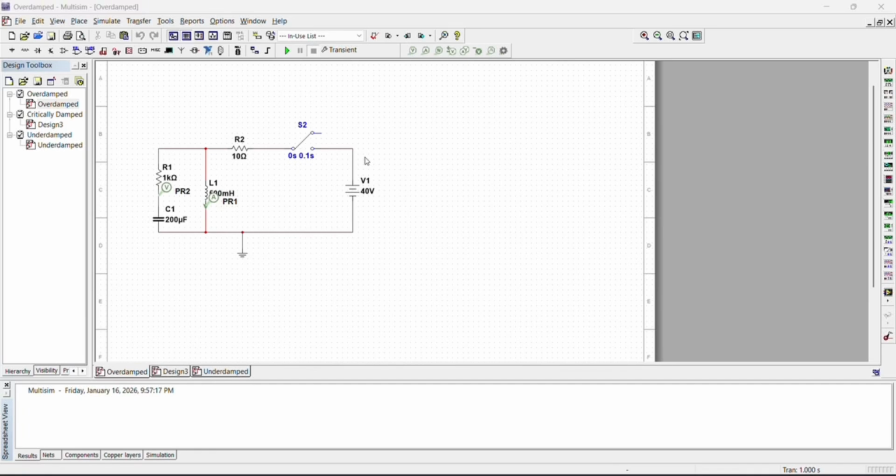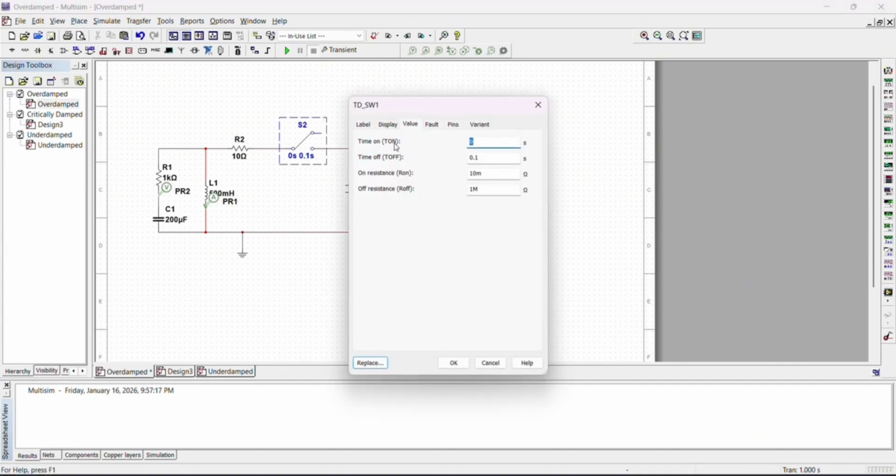So today I'm going to be presenting the first question of our project, which is a second order circuit, which is a series parallel RLC circuit. First of all, as you can see, we have a 40 volt source in our circuit. Next, we have a switch which I set the time on at 0 seconds and the time off at 0.1 seconds.